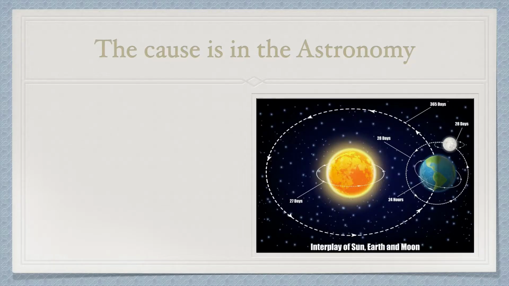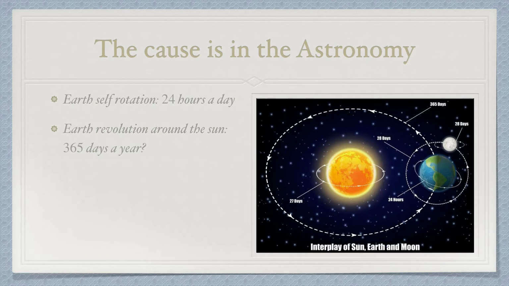The answer is in astronomy, with the Earth's rotation and the Earth's revolution around the Sun. Namely, the Earth's self-rotation is 24 hours a day. This is a definition of the hour duration. It is a strict sense. But the Earth's revolution around the Sun, there is no reason that it is an integer. So, is it really 365 days a year?